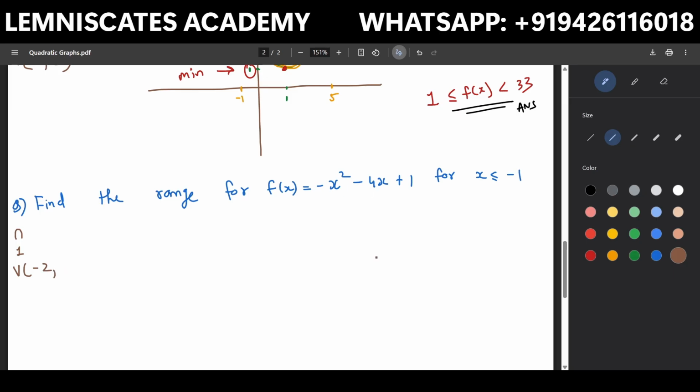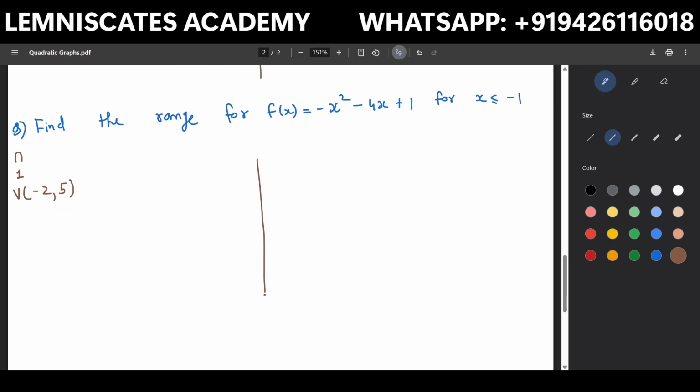So minus 2 becomes your x coordinate of the vertex. Now put minus 2 in this equation. I'm going to use my calc for that. So minus 2 square minus 4 times minus 2 plus 1 comes out to be 5. So minus 2 comma 5 becomes your vertex. Now everything is ready in front of you. Sketch the graph.